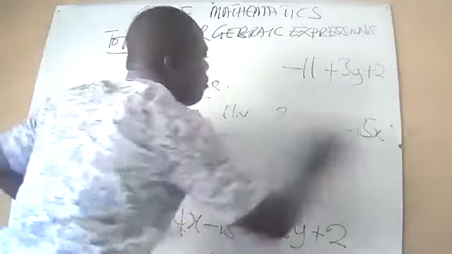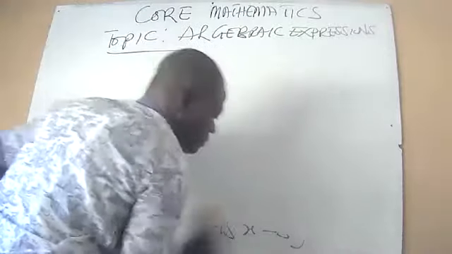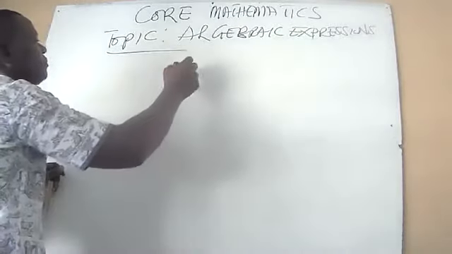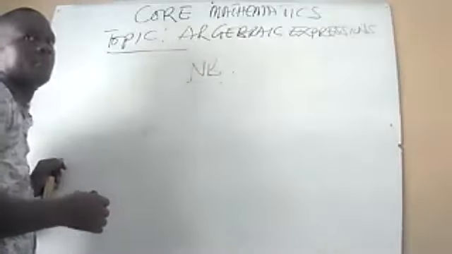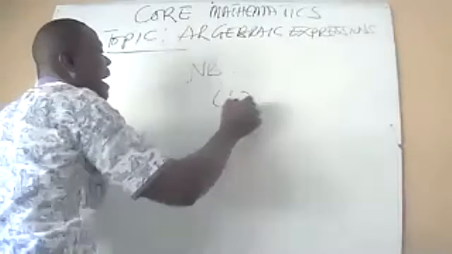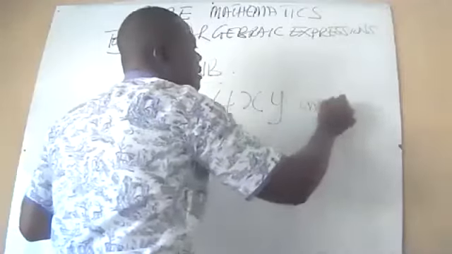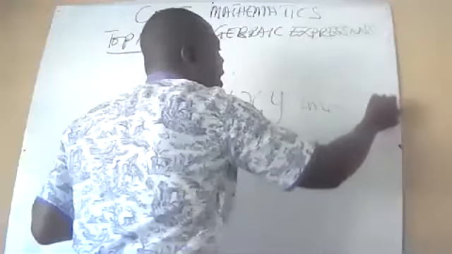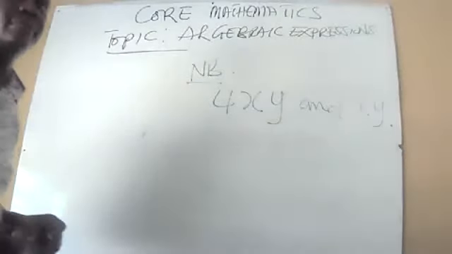All right, we'd like to continue from here. Take note of this before you solve the next question for me. If I give you 4xy and another xy, we want to examine if these terms are alike. They are alike.